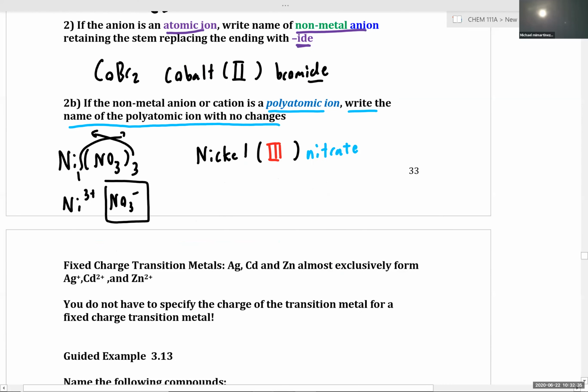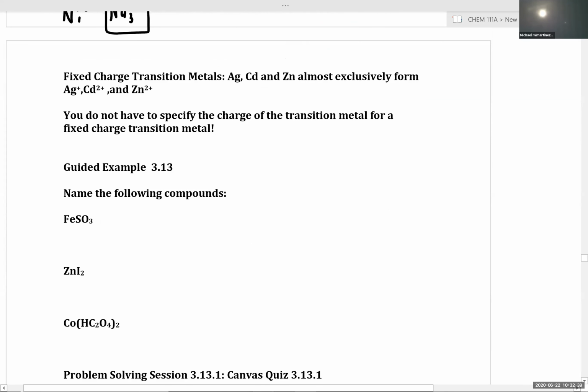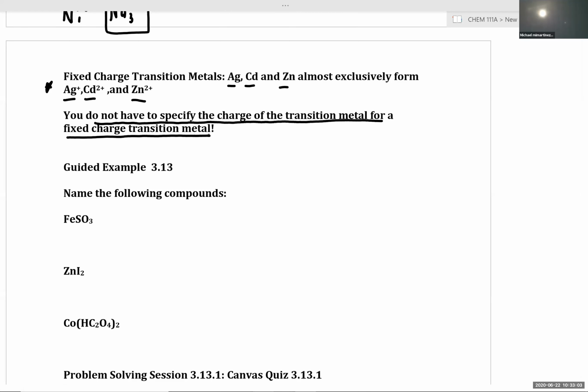Now, there's one exception, and we've already seen this before. Fixed charge transition metals: silver, cadmium, zinc. They form exclusively silver 1+, cadmium 2+, and zinc 2+. You do not have to specify the charge of the transition metal for a fixed charge transition metal. This is a common trick question that you'll see, so just make sure you're being vigilant of that fact.